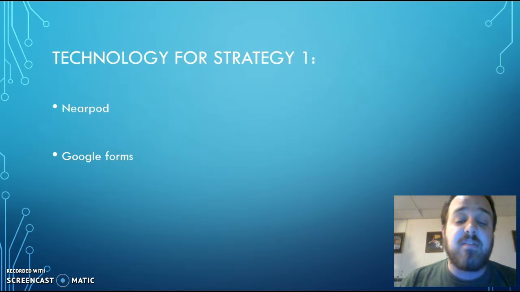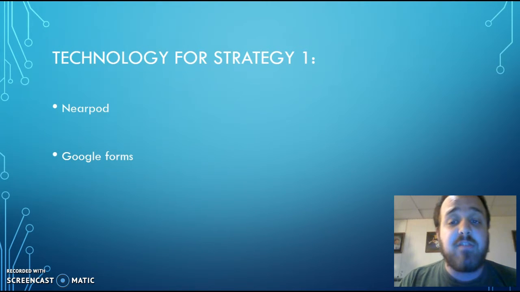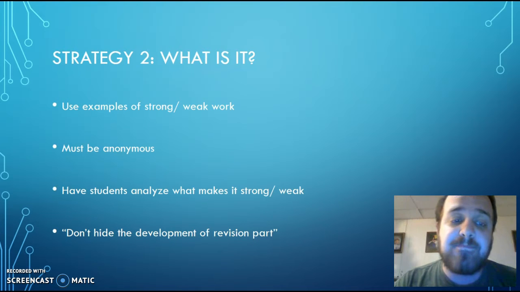Some technologies I've used in my classroom to do this. Nearpod is a great way to ask that quick question of, hey, here is what the strategy or what the objective is, can you tell me back? And I also use Google Forms as my warm-ups and conclusions to get a quick, like, hey, for warm-up, tell me what your objective is for today.